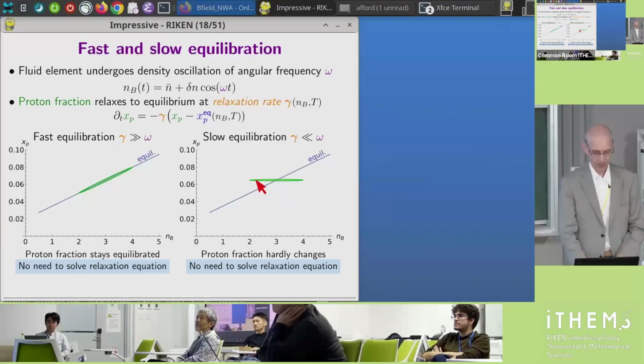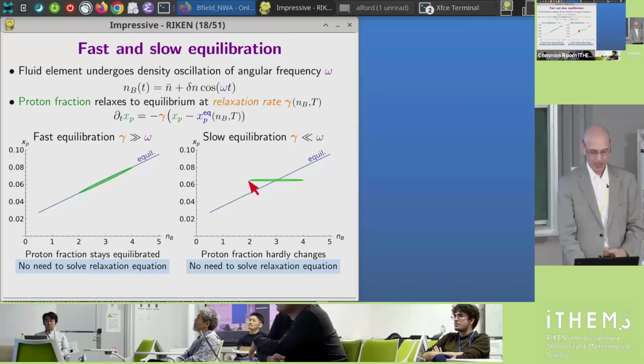The density has gone up, but the percent hasn't changed because we haven't changed the identity of any of the particles. So in both these cases, you don't actually need to solve this relaxation equation. The equation of state or the initial conditions tell you what the proton fraction is going to be. In the fast case, it just always sits on the equilibrium line. In the slow equilibration case, once you know the initial proton fraction, that's it. You don't need to solve the relaxation equation in either of these two limits.